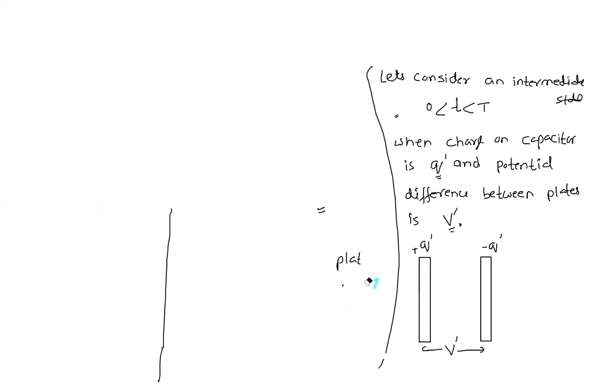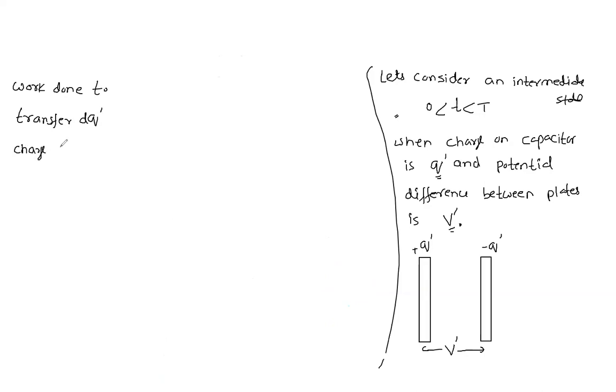So the charge on the plates at some time t is Q prime. I want to transfer an additional charge, dq prime, to the capacitor. If the potential difference between the plates is V prime, how would you calculate work done to transfer dq prime charge?